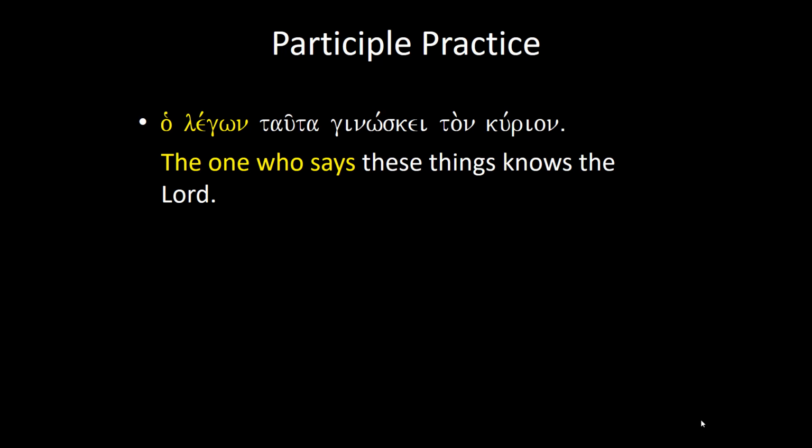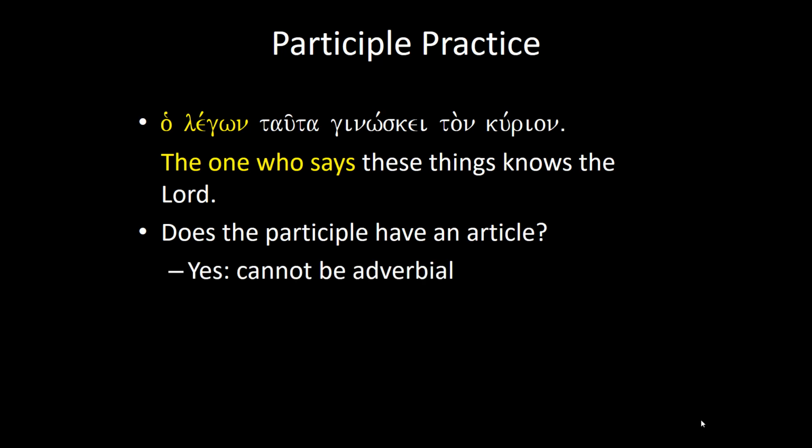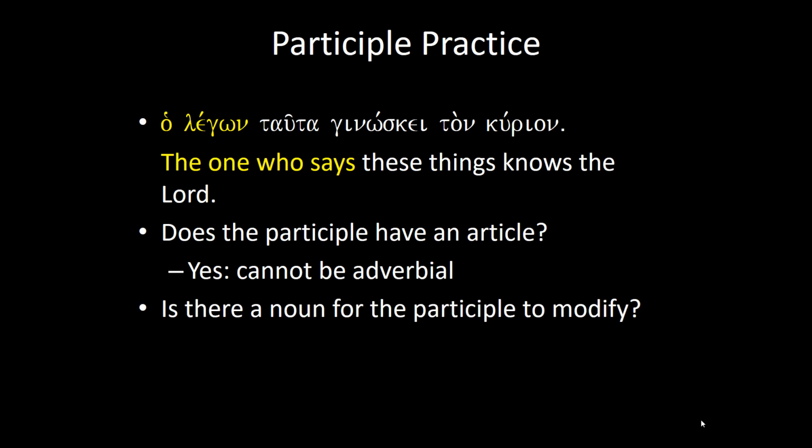Let's try our two questions. Does the participle have an article? Yes. It's not adverbial. Is there a noun for the participle to modify? Is there a noun that it agrees with in case, gender, number? And is it in attributive position? No, it's not attributive. It's not adverbial. It's not attributive. It's substantival. It's acting like a noun. This one is the subject of the verb gnoske. The one who says these things, gnoske ton kurion.